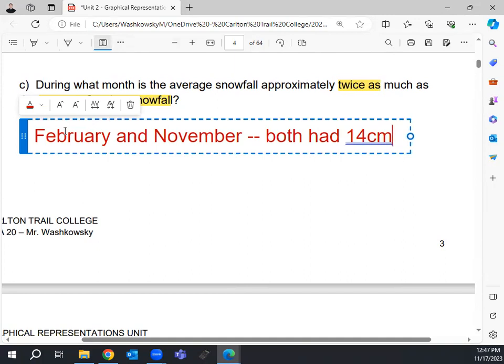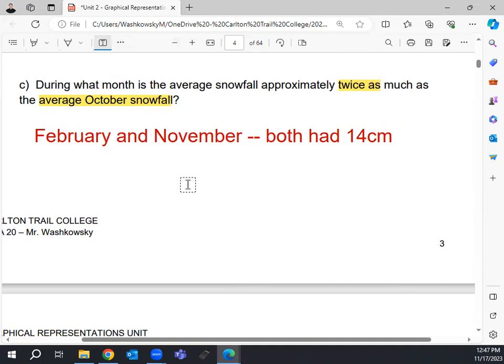And again, you don't need to write a lot. That's fine. That communicates what we need, right? Again, I'm not going to penalize you guys if you don't put a full, proper English complete sentence there. Put down the information and make sure it makes sense. Don't have February all the way up here and then 14 centimeters down here. That doesn't make much sense to me, but just make sure it's connected and you're good to go.